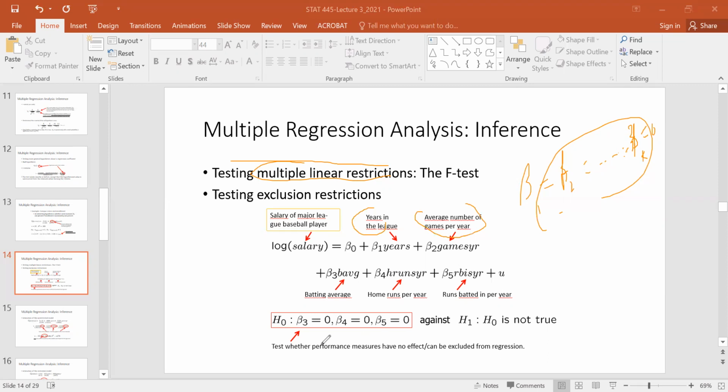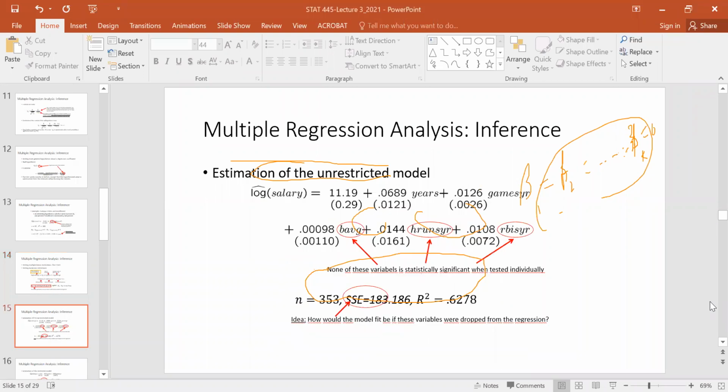Now, this is what we want to test. We are not testing all beta 1 up to beta 5. No, just a subset. We are hypothesizing that all the performance measures are useless. They are not useful in predicting the salary of a baseball player. So we hypothesize that beta 3 is 0, beta 4 is 0, beta 5 is 0. And H1 says no, H naught is not true. So at least one of these three is useful and it's not 0.